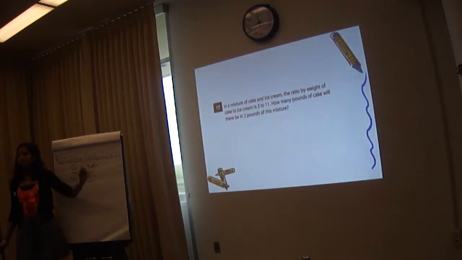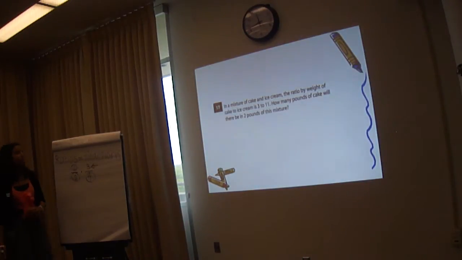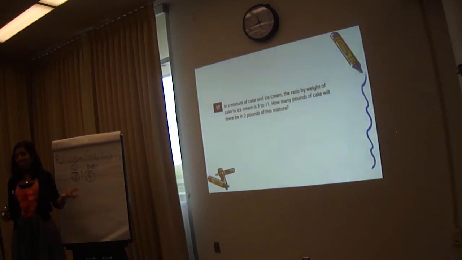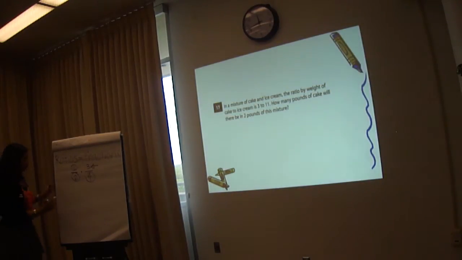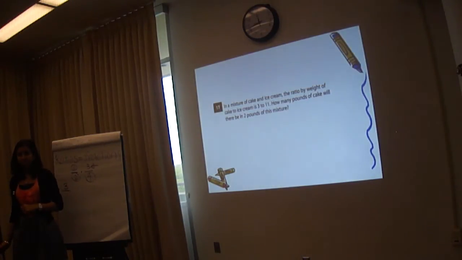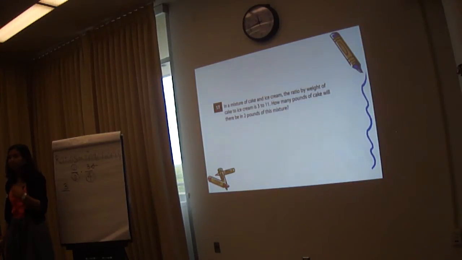So let's derive 3 of our components from our question. They told us that the ratio by weight of cake to ice cream, yum, is 3 to 11. In just one mixture, right? One total mixture is 3 to 11. How many pounds of cake will there be in 2 pounds of this mixture? Right? X over 2. So, how do we do this? Any ideas? Go ahead. 2 over 1 times 3 over 11. Why is that?